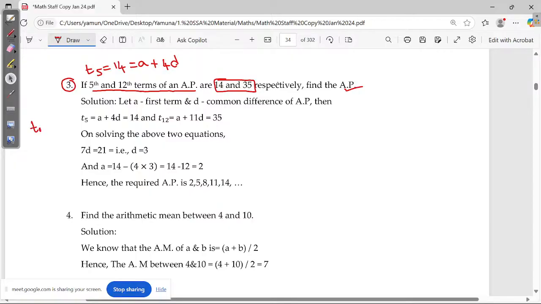What's the formula? Tn is equal to A plus n minus 1 into D. The 12th term is given, T12 is given to be 35. From the formula, A plus 11D. You're asked to find the arithmetic progression. To have an arithmetic progression, you need to have A and you need to have D. If you have A and D, you can write any number of terms. So you need to find A and you need to find D. So we have two unknowns. To solve two unknowns, we need two equations. This is nothing but a simultaneous equation solving problem.